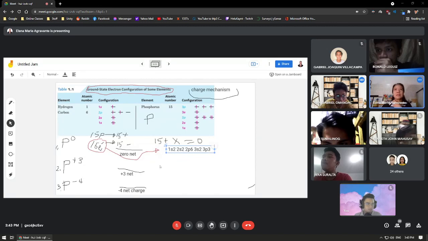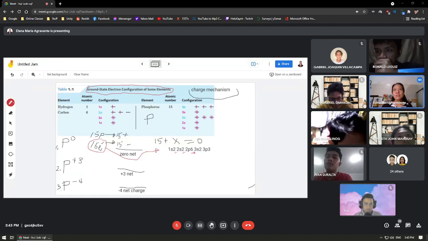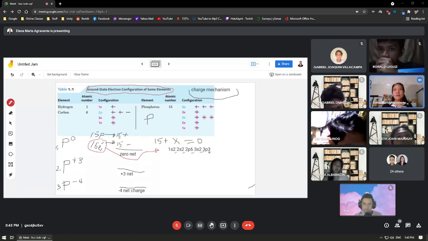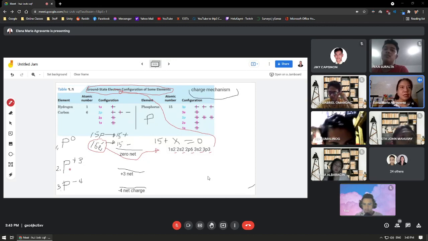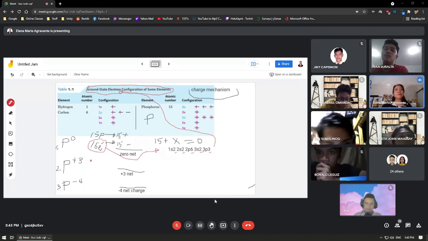You count, okay? 2 and 2, that's 4, and 6, that's 10, 12, and 3, that is 15. Correct? That is the ground state electronic configuration. Now, next, we have the second species here, P positive 3. How many protons?